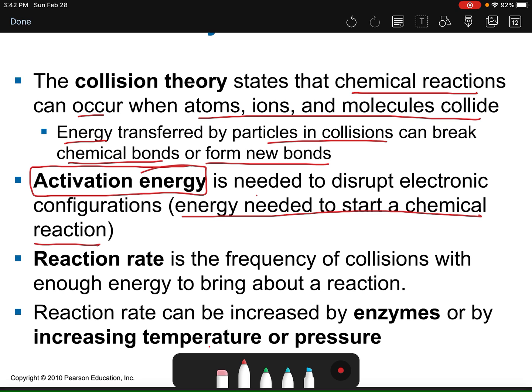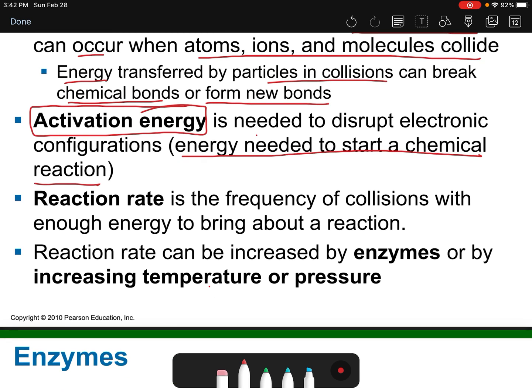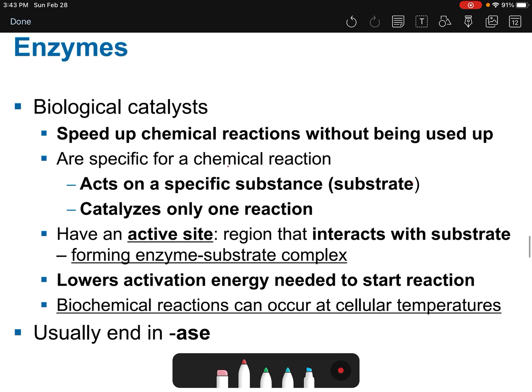And then the reaction rate is just the frequency by which those collisions occur so that they can bring about that reaction. And so what we can do to increase that reaction rate is include enzymes or increase temperature or pressure. Well, can you increase temperature and pressure in your cells to make a reaction occur? No, that would destroy your cells. And so that's why we have enzymes, because enzymes allow our reactions to occur at cellular temperatures.